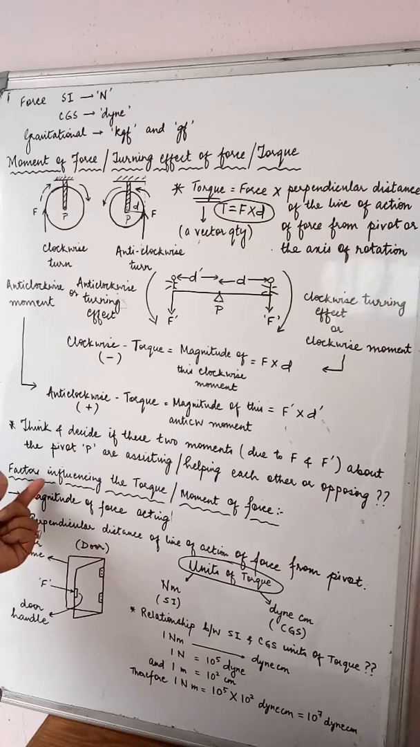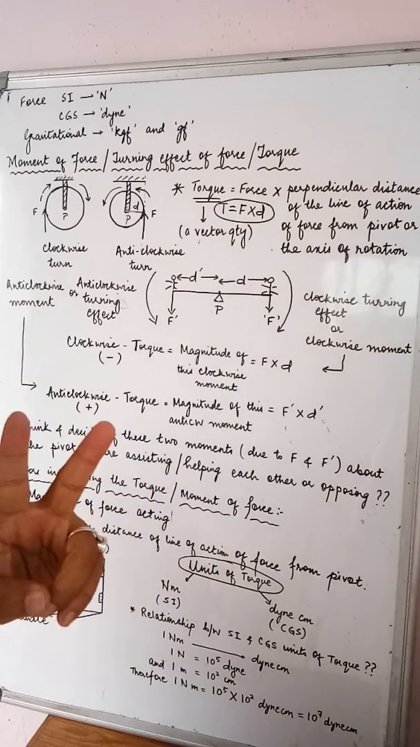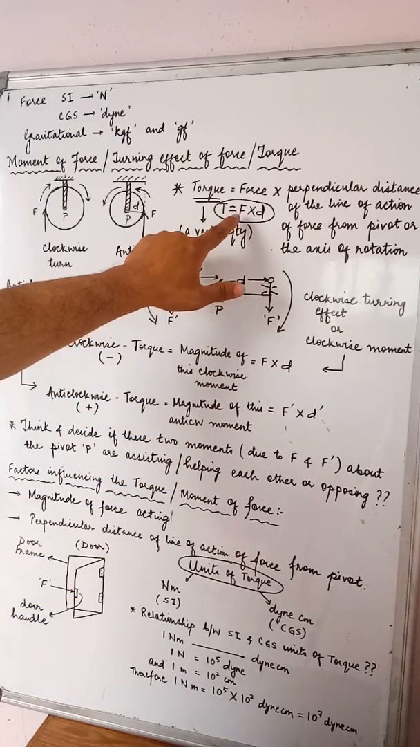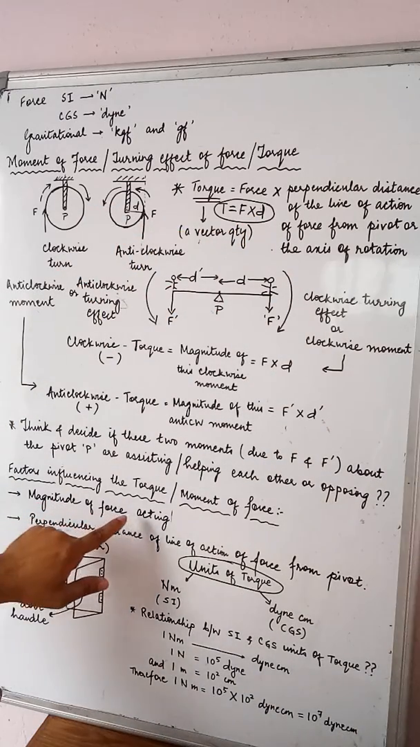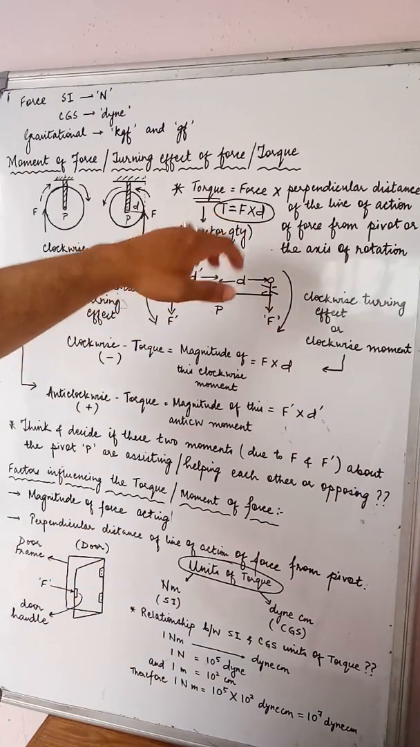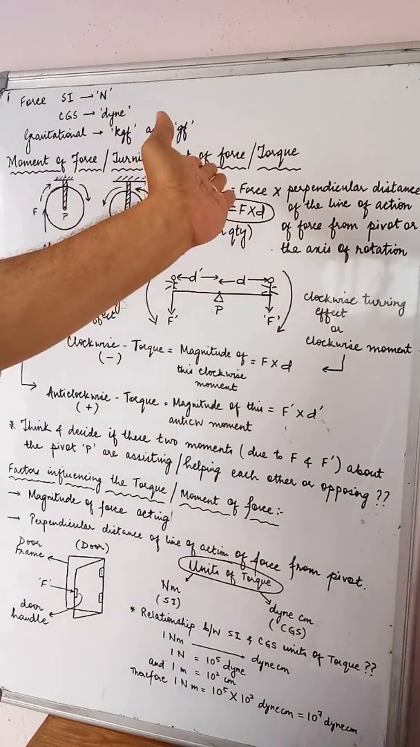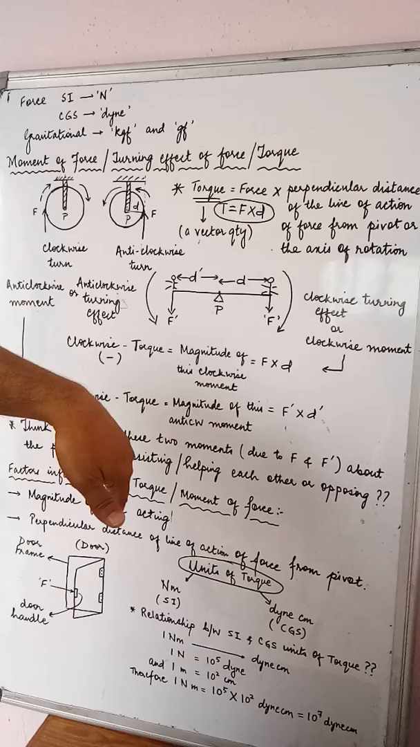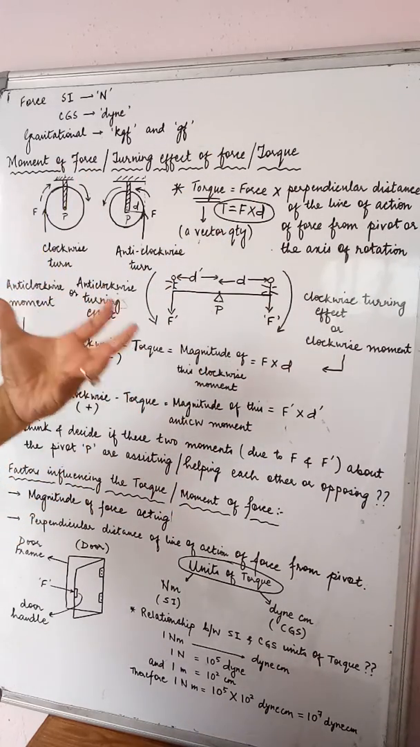Now, what are the factors influencing the torque or the moment of force? So there are two factors. So these two factors obviously you can get from the formula itself. Torque depends upon F and D. Okay, so magnitude of the force acting. If F value is more, the torque will be more. The turning effect will be more. The person will try to bring this end or this end down with a more torque.